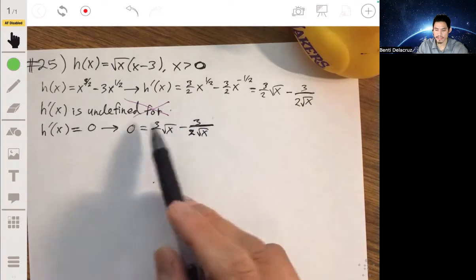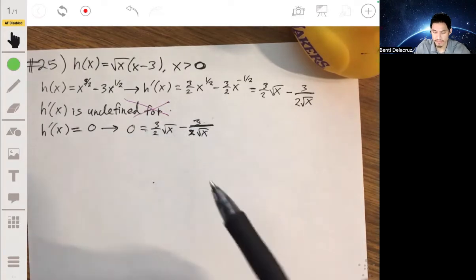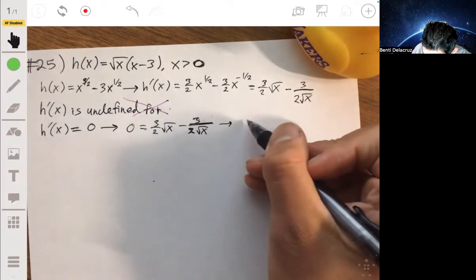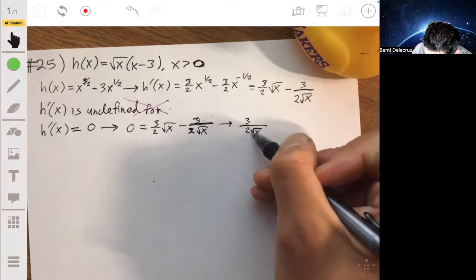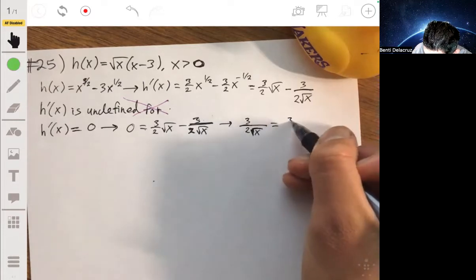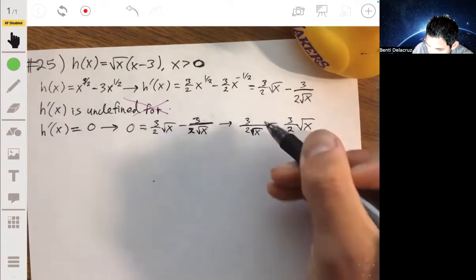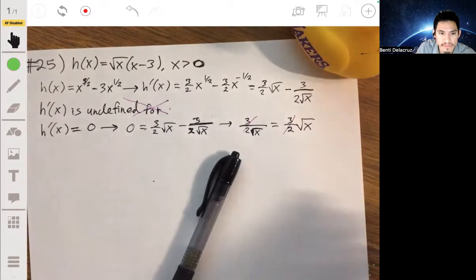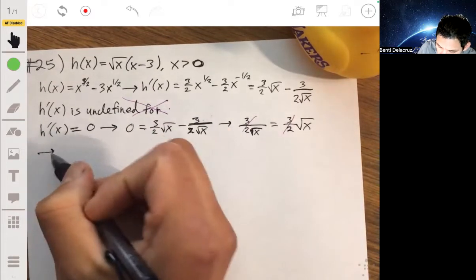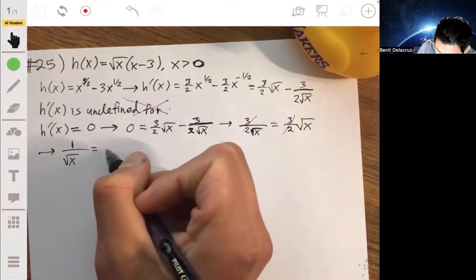So let's add this to both sides. We can factor out the 3/2. So we'll have 3 over 2 square root of x is equal to 3 over 2 times the square root of x. Again, we can cancel out these 3/2. This is an algebra problem. So we have 1 over the square root of x equals the square root of x.